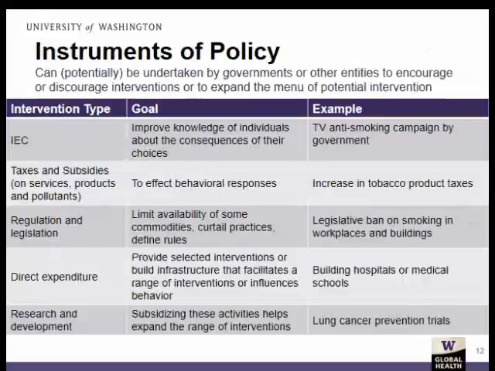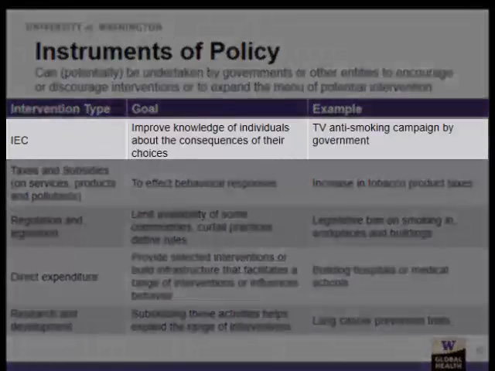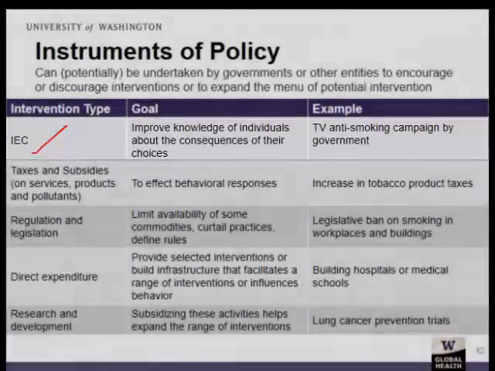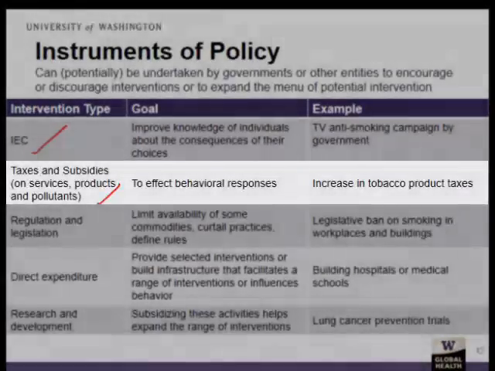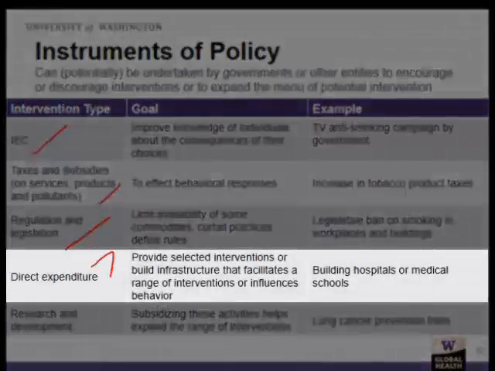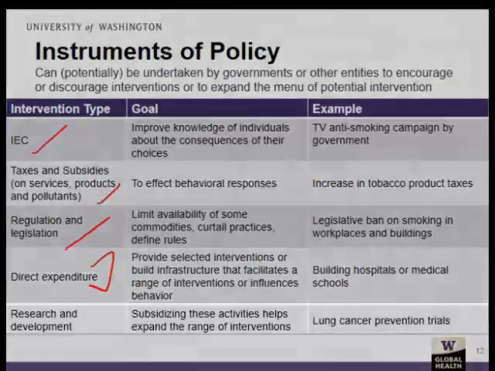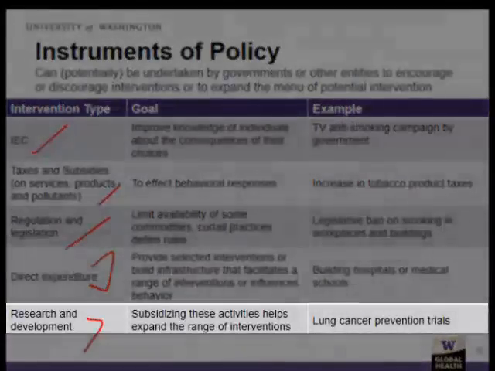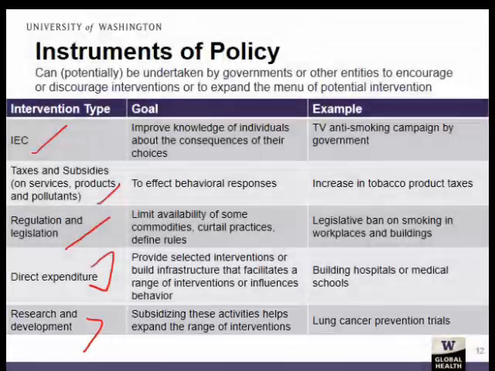And then let's look at instruments of policy. You have information, education, and communication right here. You have taxes and subsidies. You have regulation and legislation. Then you have the spending power of governments using direct expenditure. And then you have the money they spend on research and development. So these are the instruments of policy. And you'll see that in the middle column there are the goals, and in the right column there are some examples of those different instruments of policy.